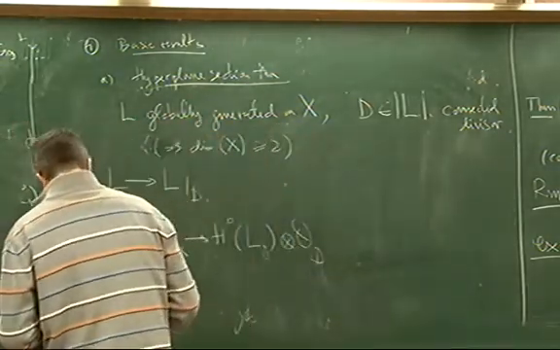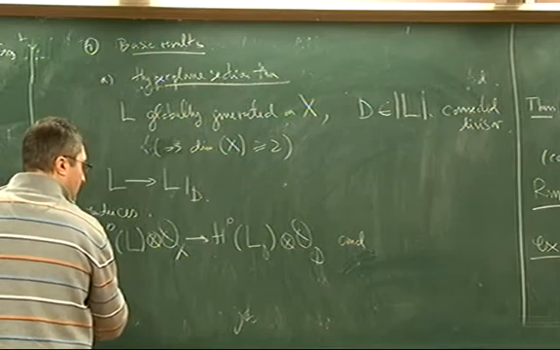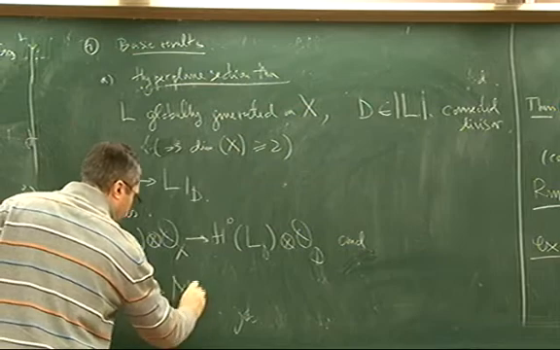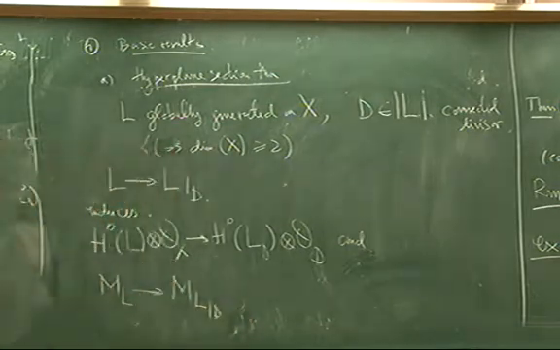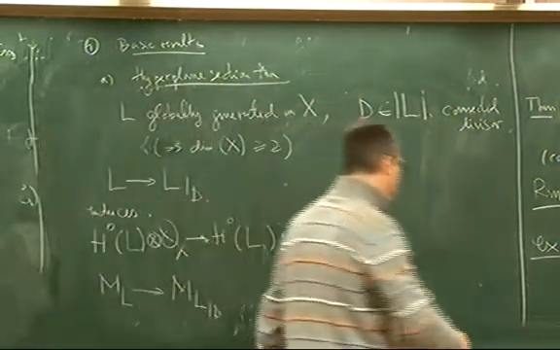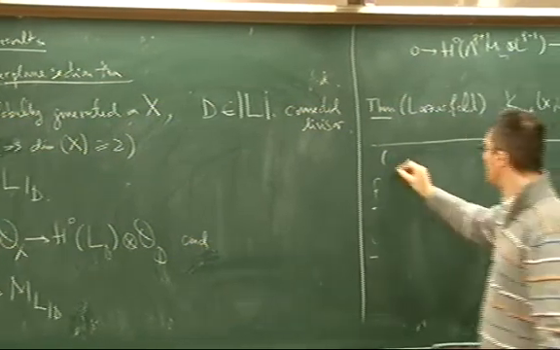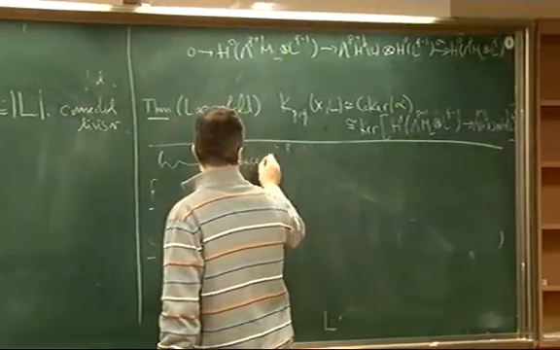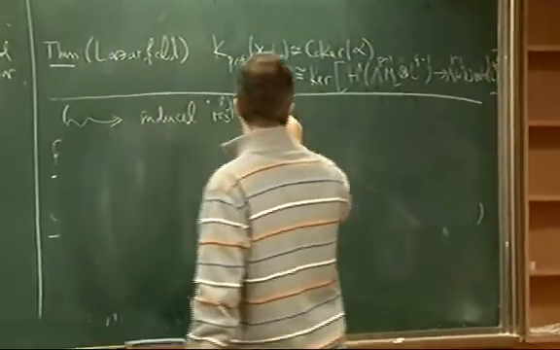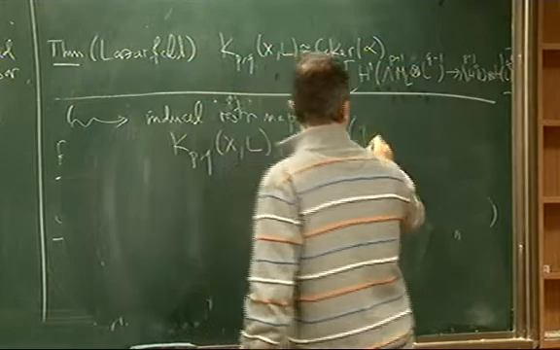Okay, and this will induce furthermore a map between ML and ML restricted to D. Okay, and then just analyzing this situation and taking wedge products, and using this theorem of Lazarsfeld, which I'm not going to erase right now, we will get an induced restriction map from K_{p,q}(X, L) to K_{p,q}(D, L restricted to D).